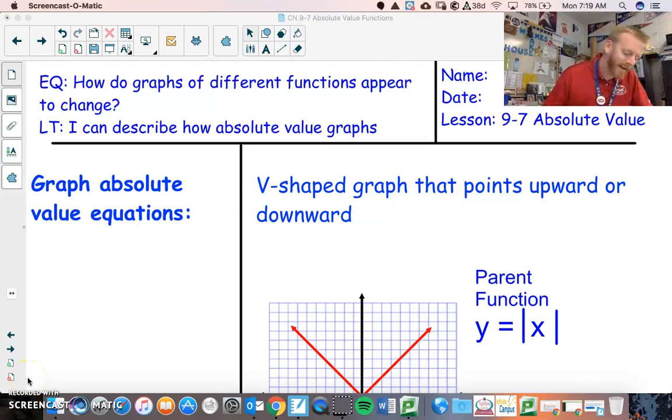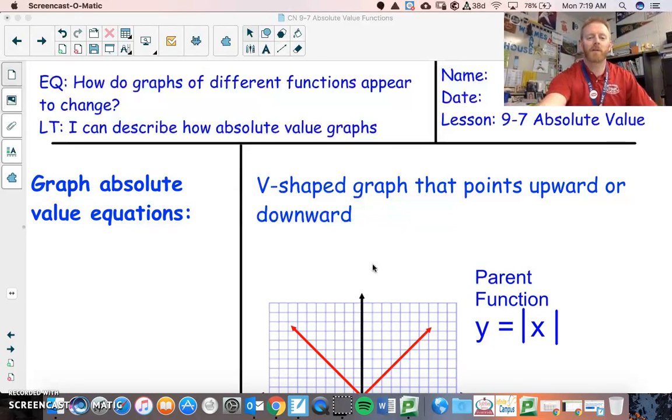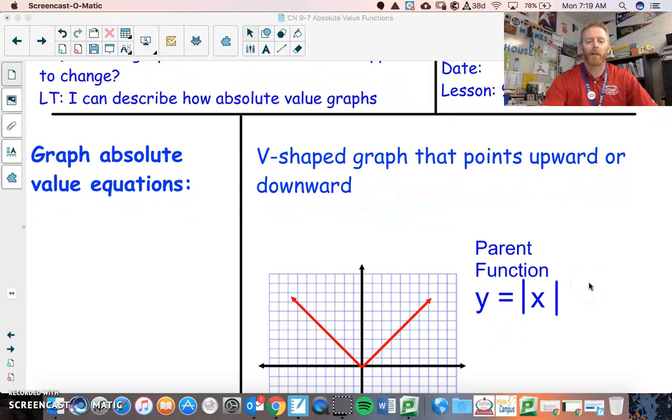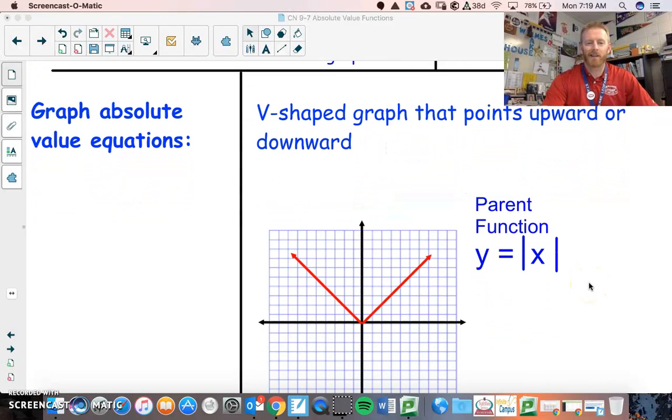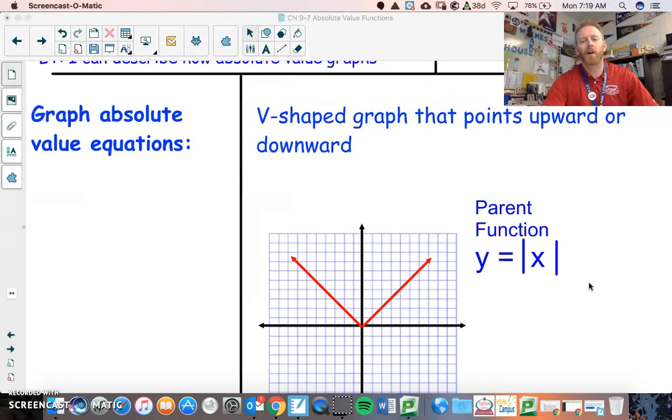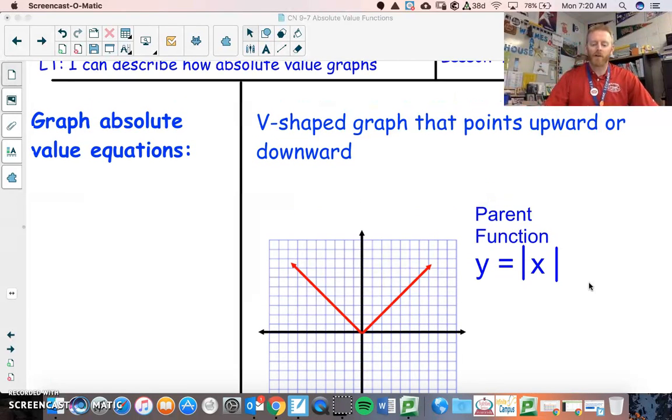Welcome to Lesson 9.7. Lesson 9.7 is absolute value equations. It's not us solving them so much this time. It's us being able to graph the absolute value equation. So the way that this works is we have our parent function, just like when we had quadratic equations that we were graphing. Our parent function is the function in which all functions come from. So our parent function over here is just the function of y is equal to the absolute value of x.